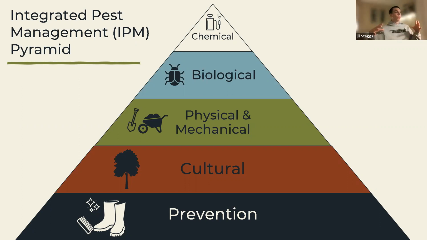Prevention being one of the most important. You should be thinking about prevention all of the time. And then chemical is one of those options that might be a last resort, and you should be thinking about that last before you try to investigate these other options available to you.